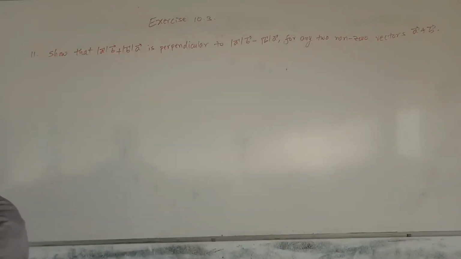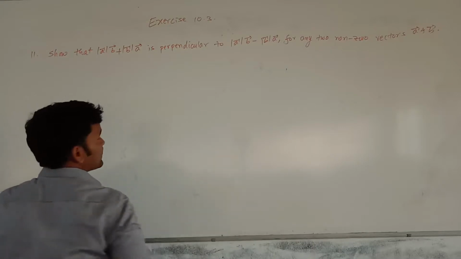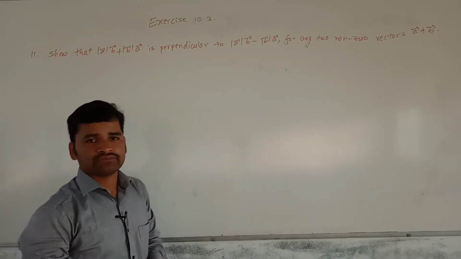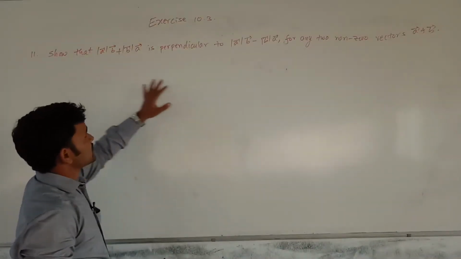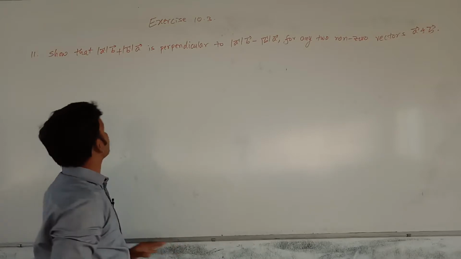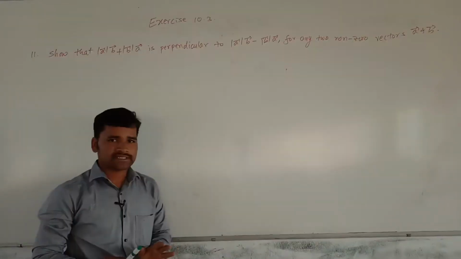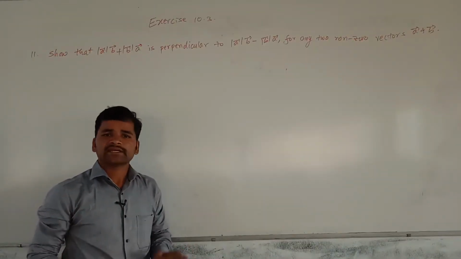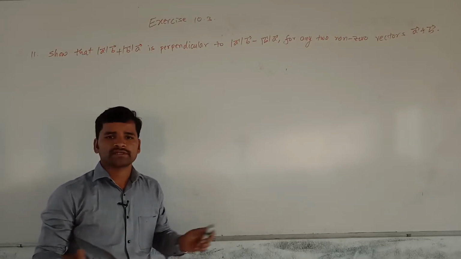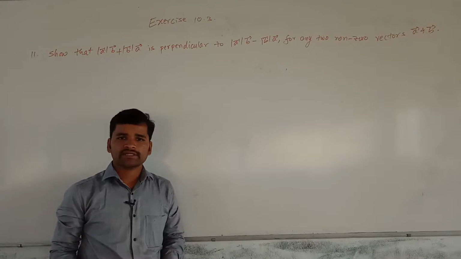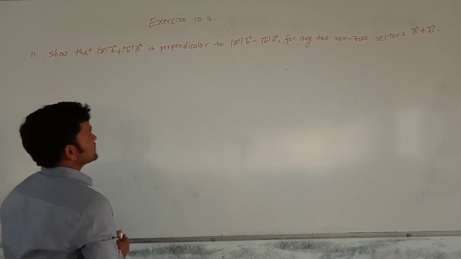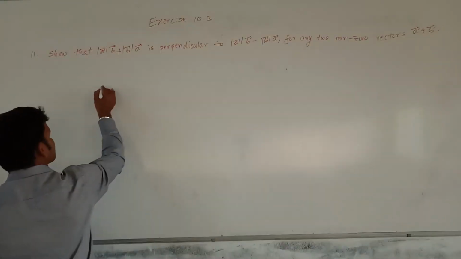We all know that if two vectors are perpendicular to each other, then their dot product will be 0. Here they have given you two vectors, this is the first vector, this is the second vector. We need to show that these two vectors are perpendicular to each other. So let us take the dot product of these two. If we get 0, then these two are perpendicular to each other. That's all.